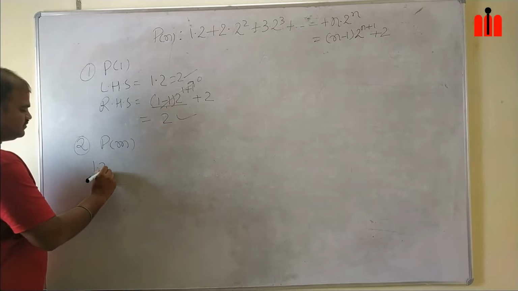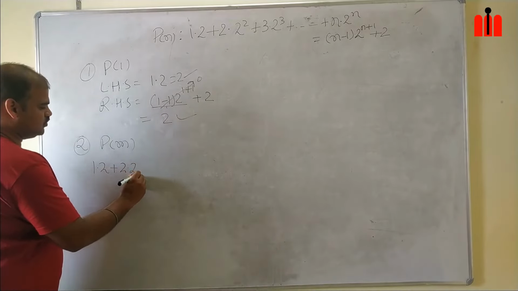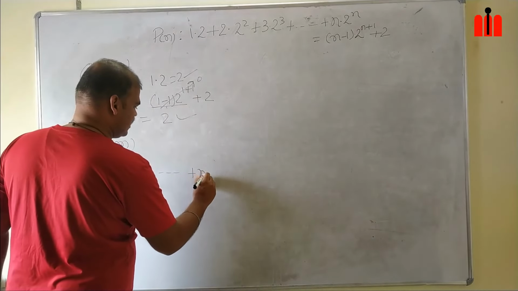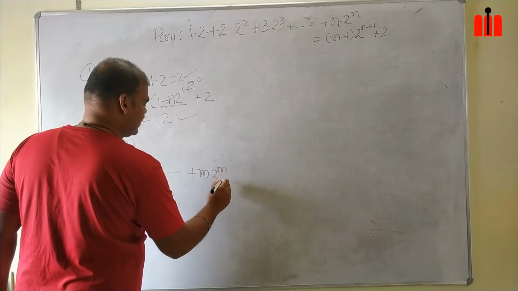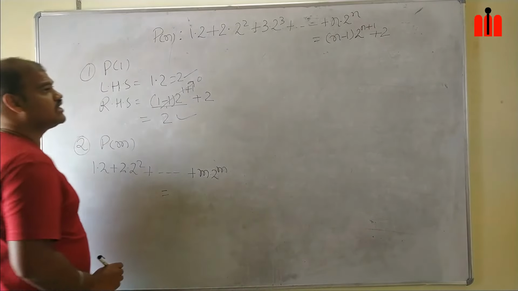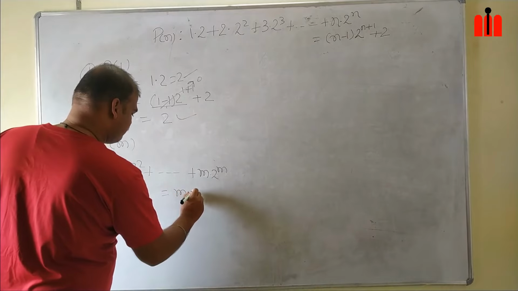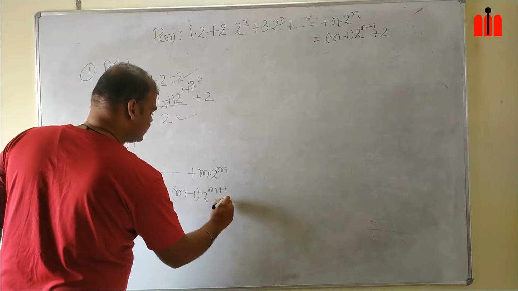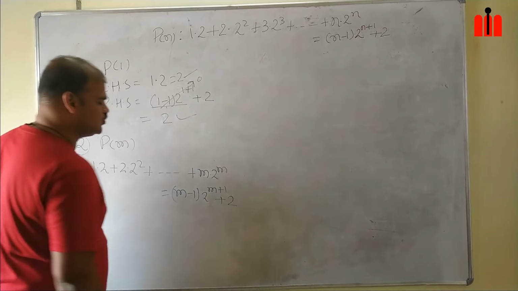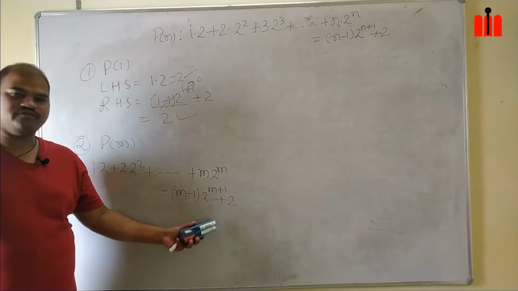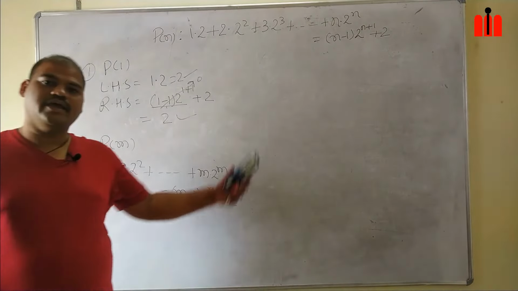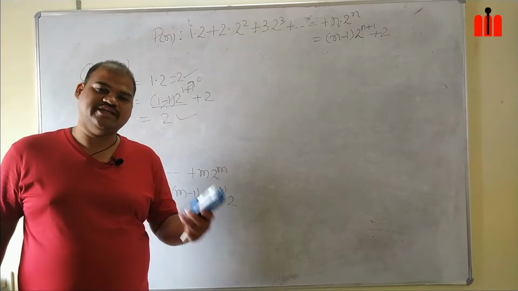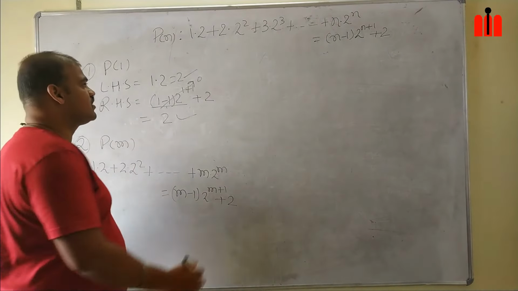Now let's come up with the concrete statement from our assumption step. So the concrete statement from the assumption step will be 1 into 2, 2 into 2 square plus dash dash dash up to m into 2 to the power of m. This is equal to (m minus 1) into 2 to the power of m plus 1, plus 2. So what I had done, in my LHS I had substituted n is equal to m. Similarly in RHS also I had substituted n is equal to m.